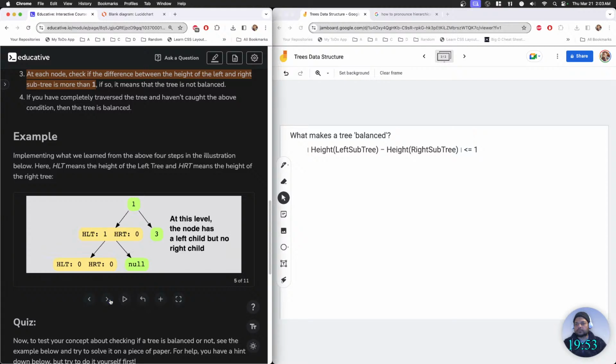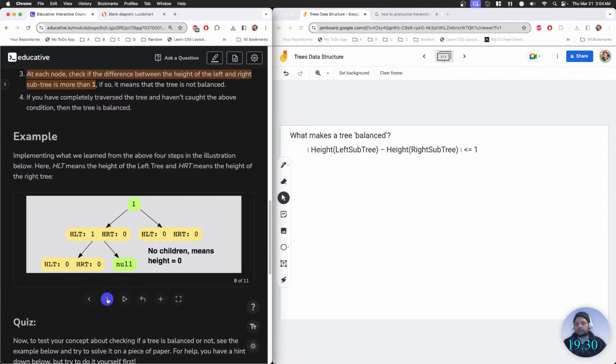Moving on to the next level. Height is 1, at this level the node has a left child but no right child. So HLT will be 1, HRT will be 0. Okay, that's how it is. What will be the height at this level? This level is 0. No children means height equals 0. Okay.